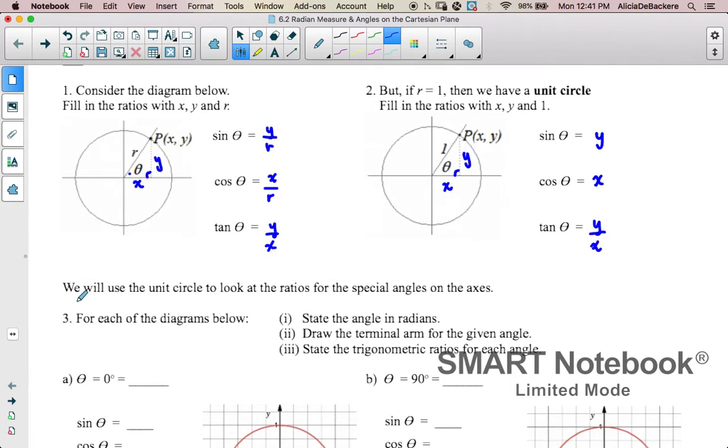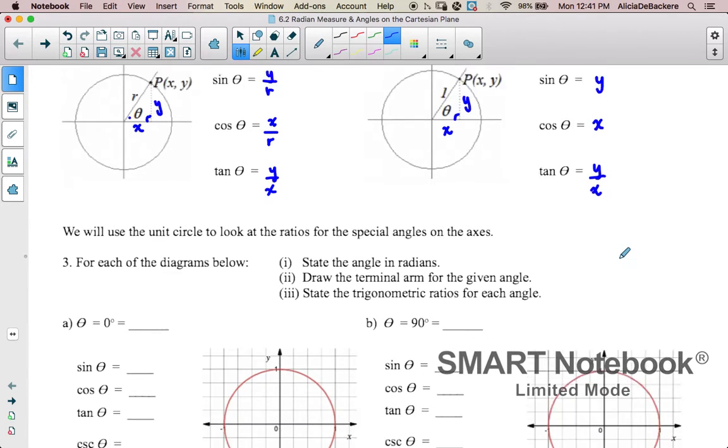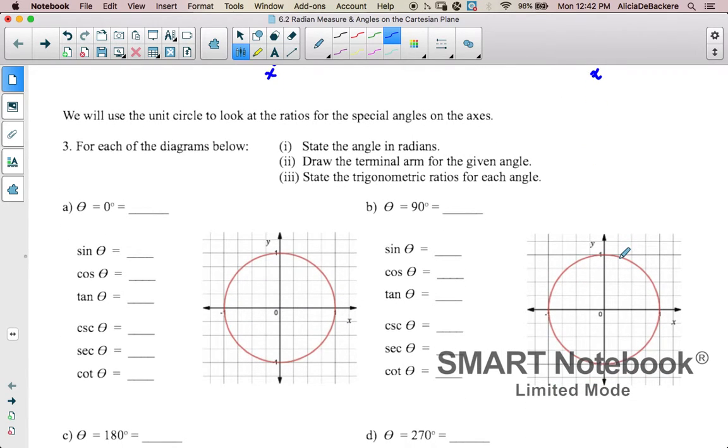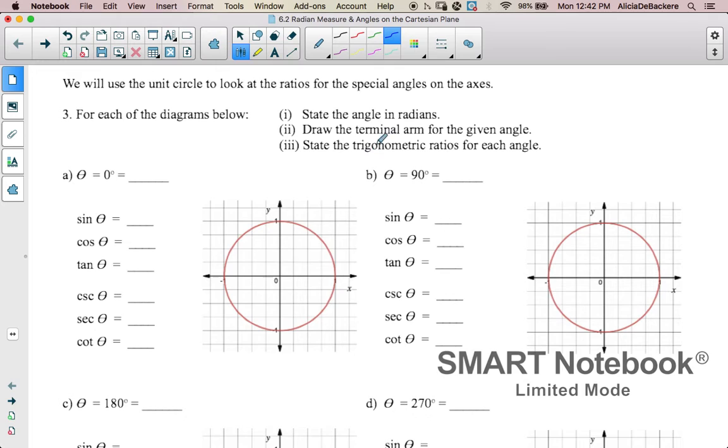Anyways, back to our unit circle, we're going to look at these ratios here. We're just using a unit circle in the rest of the examples. So I know that sine theta is always the y value, cos theta is the x value, and tan is the y divided by the x. So looking at these diagrams below, I'm going to first state the angle in radians, then draw the terminal arm for the given angle, and then state the trig ratios for each angle.